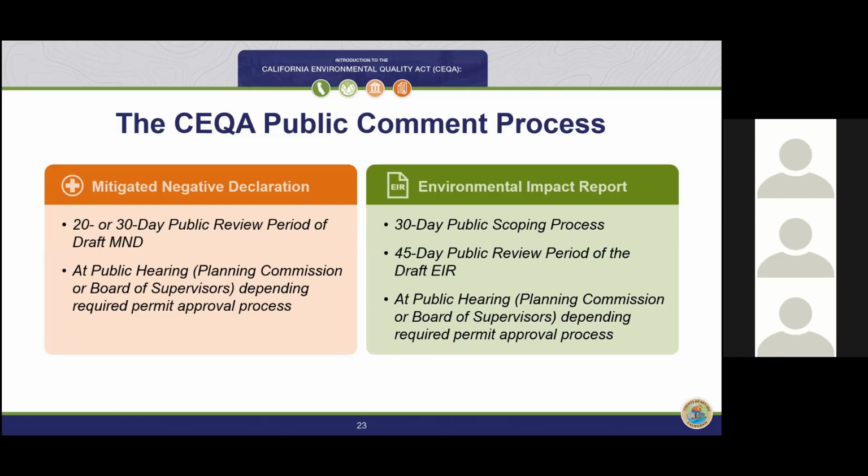So I wanted to highlight a couple of aspects of the CEQA public comment process for both the mitigated negative declaration and the environmental impact report. Both of these have public review periods in which the public is invited to participate. There's the MND, which is either a 20 or 30-day public review period. Most of the time, it's a 30-day review period. That timeline is dependent on the project and its location. And then for the EIR, you have the 30-day public scoping process, and then the 45-day public review period for the draft EIR. And then as with any project, you have the opportunity to provide comments to the decision-making body, and what body that is depends on the type of permit that's being processed for approval.